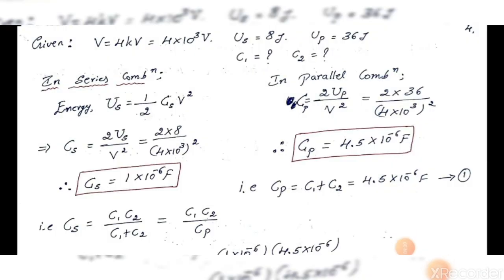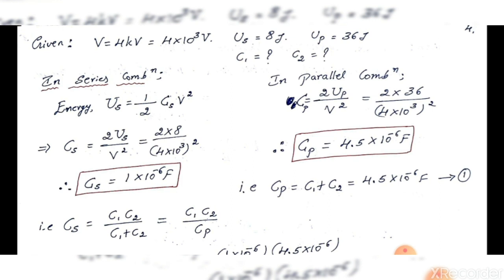Observe the solution. We are going to solve for the two combinations here first. They have given the voltage, 4 kilovolt. Kilo means 10 power 3, so it is converted. And US is taken as the energy stored in series combination, that is 8 joule. UP means energy stored in parallel combination, that is 36 joule. We have to find C1 and C2. That is the question.